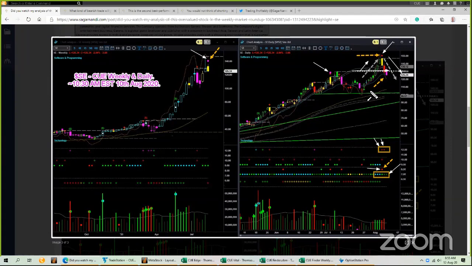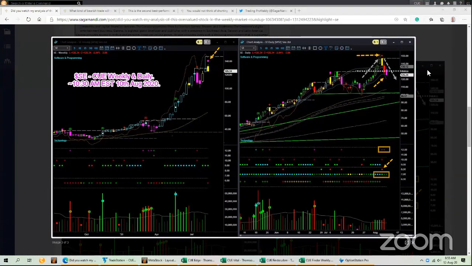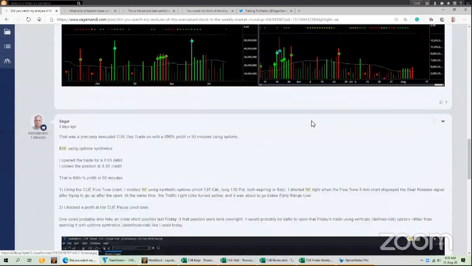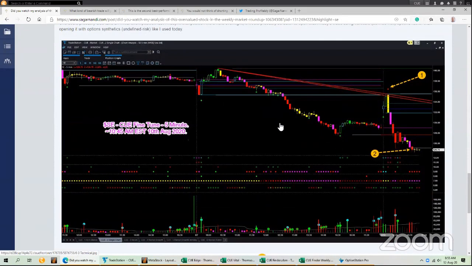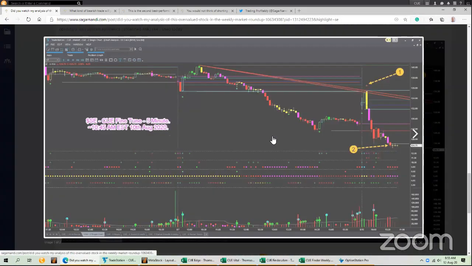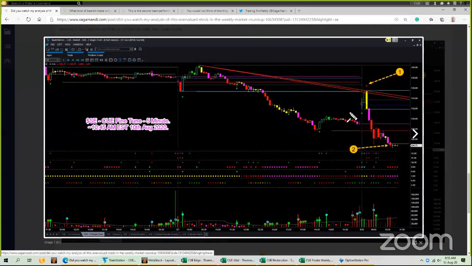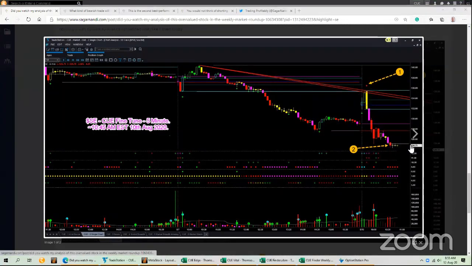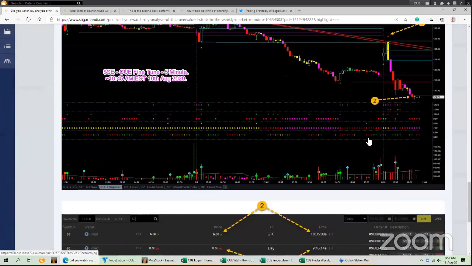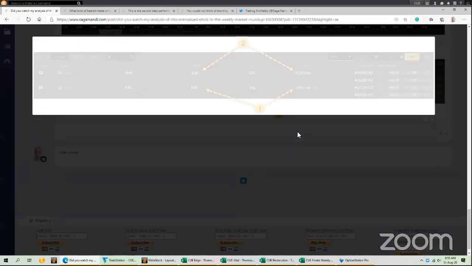Using weekly and daily, there was no Q trade setup, but I used fine-tuned chart, and this was another case where I was lucky. It opened up and then sharply came down. I shorted it somewhere here, put stop just above early range high, and when the risk distance was covered, I booked my profit. I think I used options for that and I used synthetics for that.